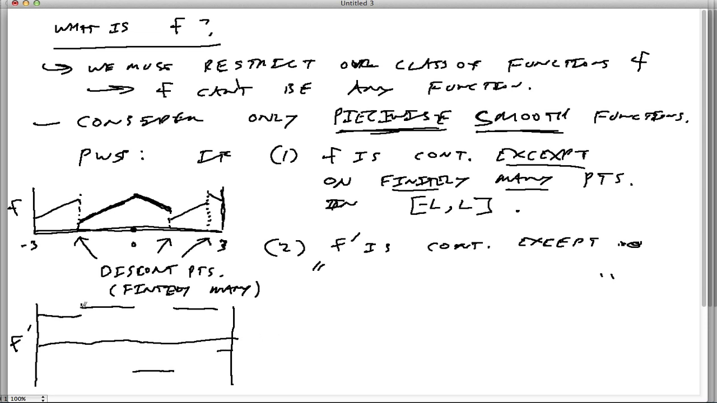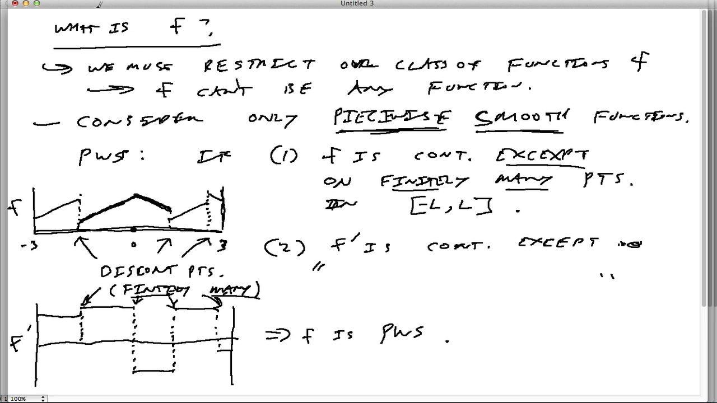Okay, so we see here there's also discontinuous points. But now how many are there? You see that there are 4 discontinuous points rather than 3, but there's still only finitely many, so we're okay. So we conclude that this particular f is piecewise smooth.